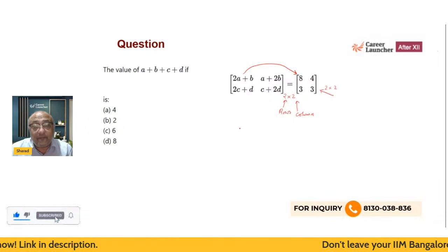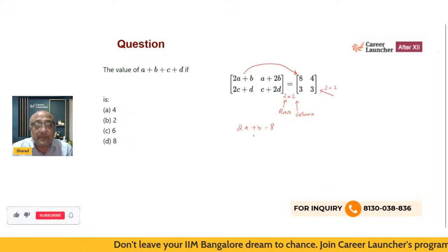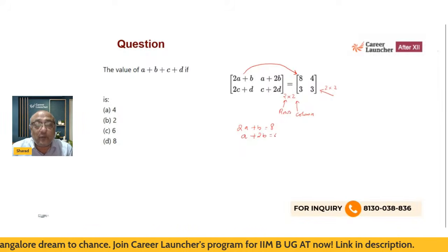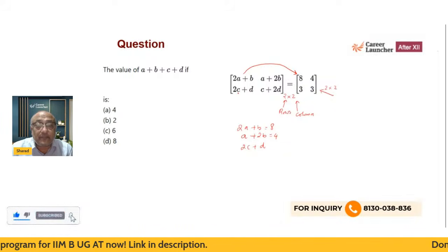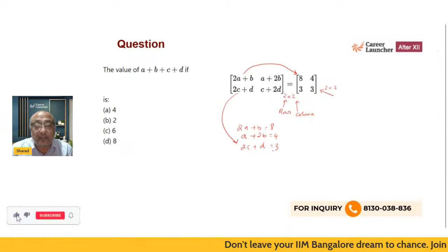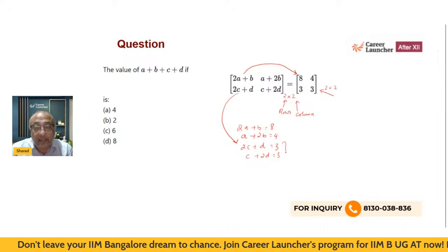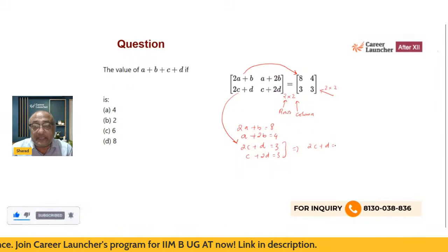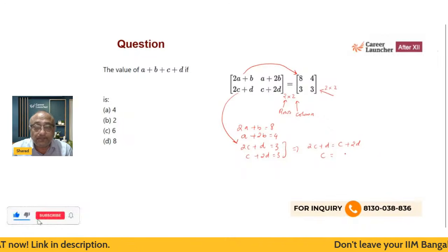So what do we have? We have over here 2a plus b is equal to 8. It is very simple. And similarly, first row, second column element, a plus 2b is equal to 4. And 2c plus d, just look at this, second row, first column, is equal to 3. And c plus 2d is equal to 3. Now it is simple to solve. If I solve this, 3 and 3 are both equal, so 2c plus d, you can write as c plus 2d. It is so simple. So c is equal to d.